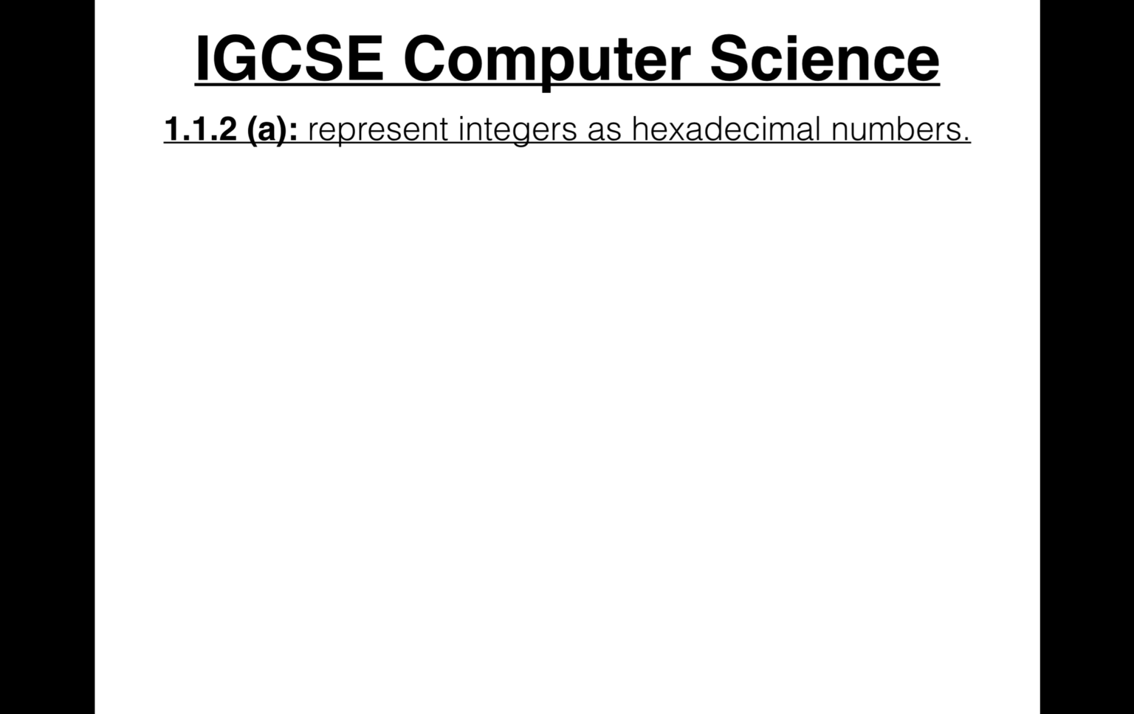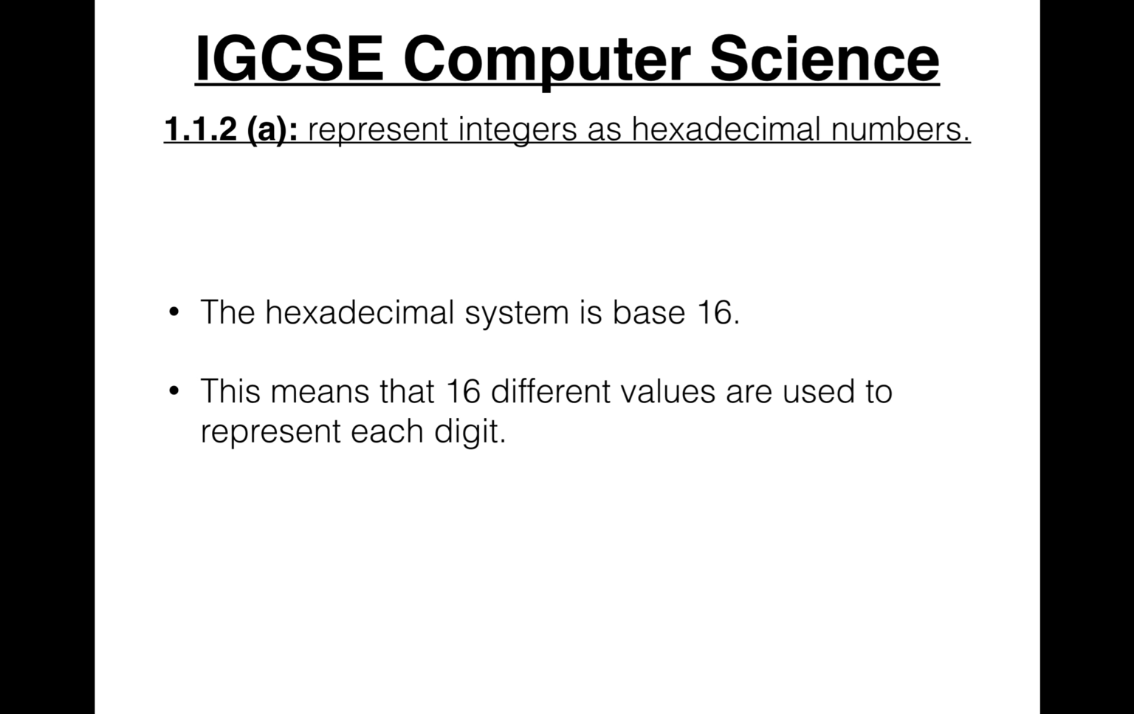So, you're familiar with the binary system and the decimal system. Binary is base 2, decimal is base 10. So now we're introduced to hexadecimal. Now hexadecimal is base 16. So this means that 16 different values are used to represent each digit in a hexadecimal number. And we also need to know that hexadecimal is closely related to binary. So we're going to look at all of this in this video.